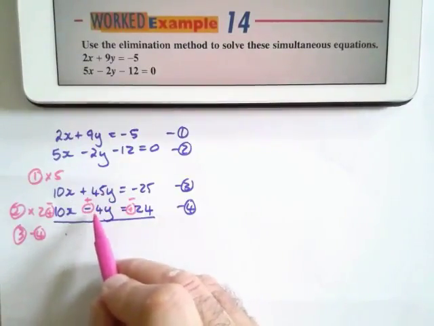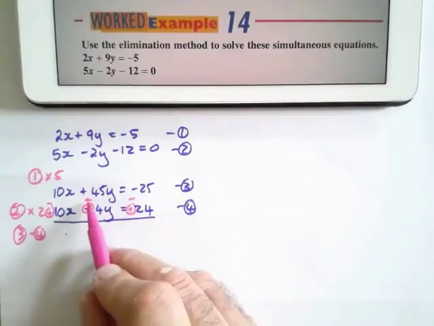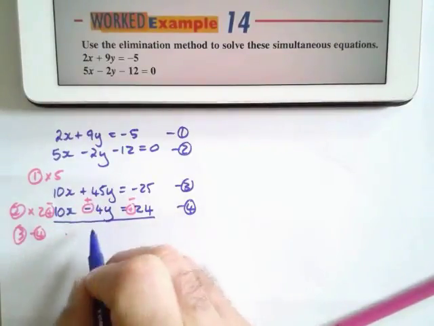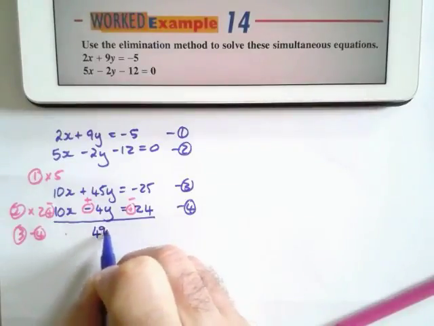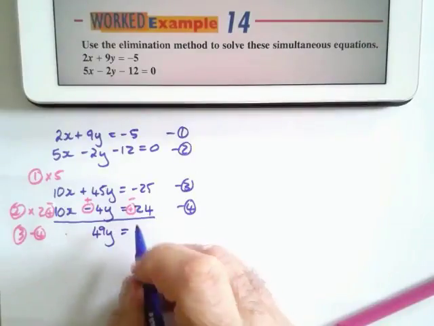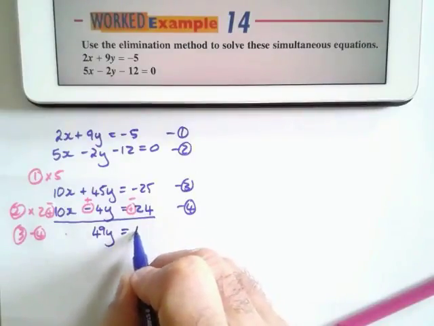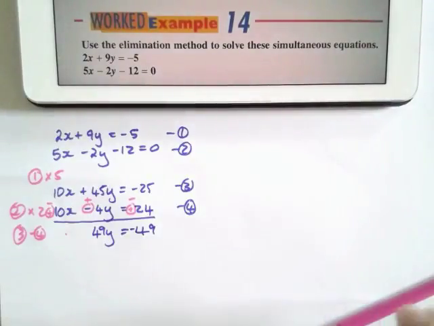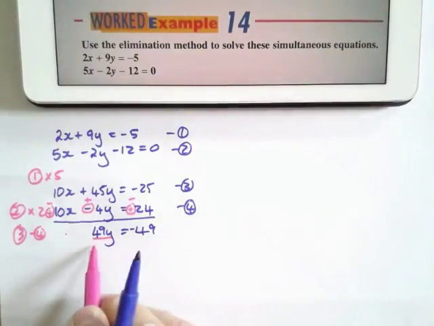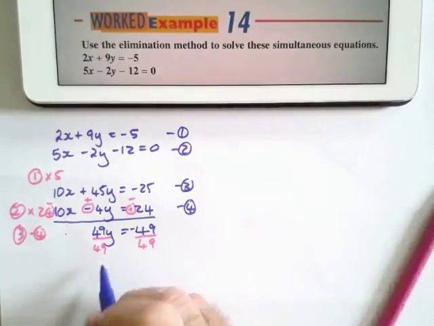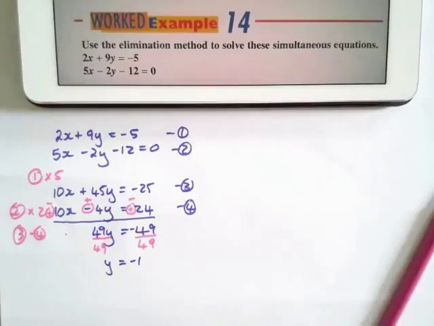45 take away negative 4. Taking away a negative becomes a positive. So it will become 45 plus 4, which gives us 49y. And negative 24 take away 24 will give us negative 49. I'm going to divide by 49 on both sides. And I see then that y equals negative 1.